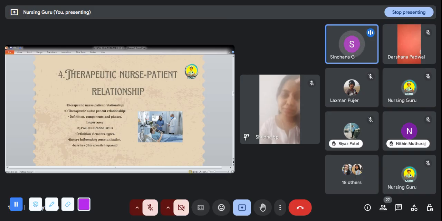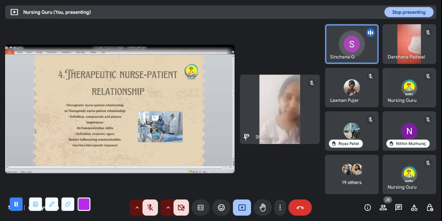The next one is communication skills. That is also very important in the nursing field. We have to maintain proper communication skills. Then we are going to study the barriers of the therapeutic relationship between nurse and patient. These are all important questions, and again we are going to study the factors influencing communication. If the doctor is telling one thing and the nurse does not understand, and the nurse tells some other thing to the patient, it will lead to complications. For that reason, we have to maintain proper communication skills as well. These are all the things we are going to study in this unit.